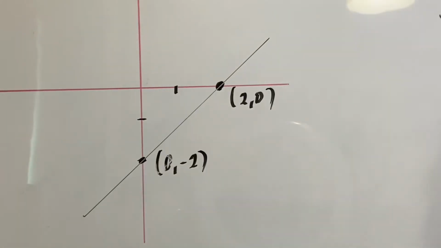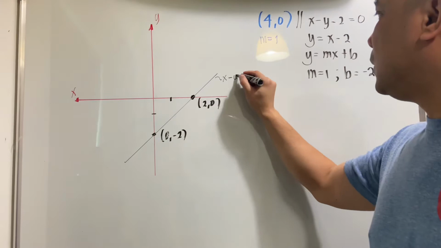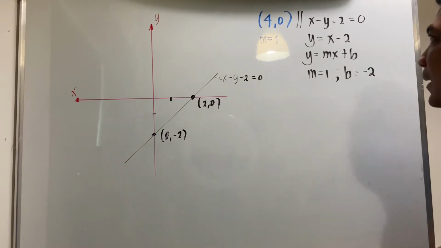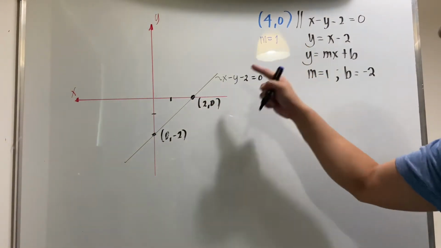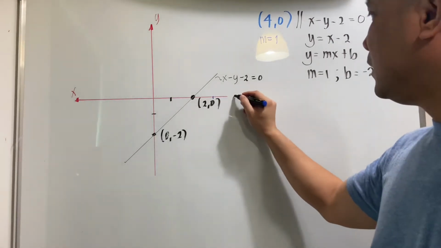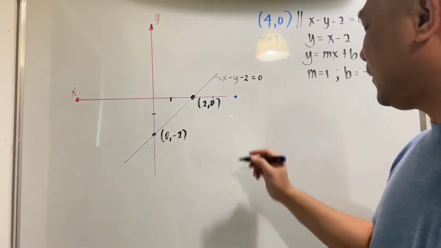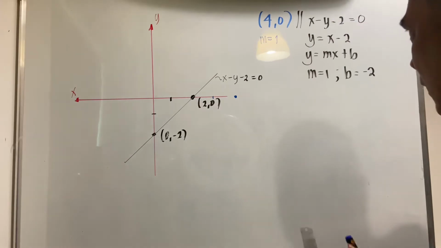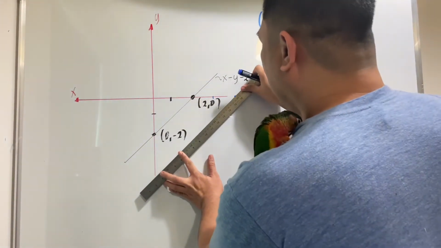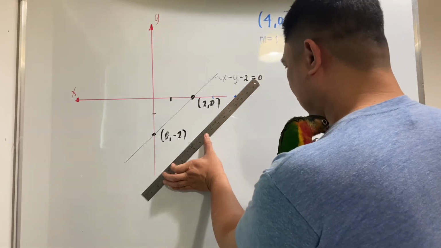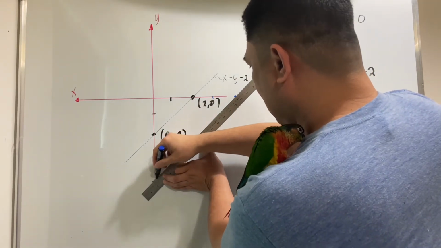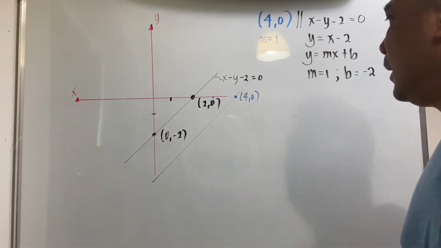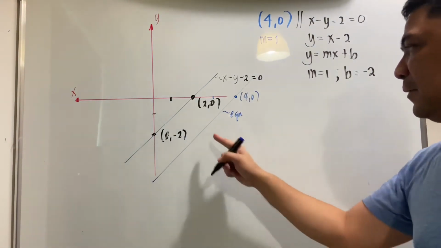So this is the graph of the line x - y - 2 = 0. Now, the problem says we have a line also, which is parallel to this, which is passing through (4, 0). It's somewhere like this, somewhere here. So if we extend this, it's somewhere here. If I try to draw that one, it would be like this. Okay, so this is (4, 0). We are asked to find the equation of this line.